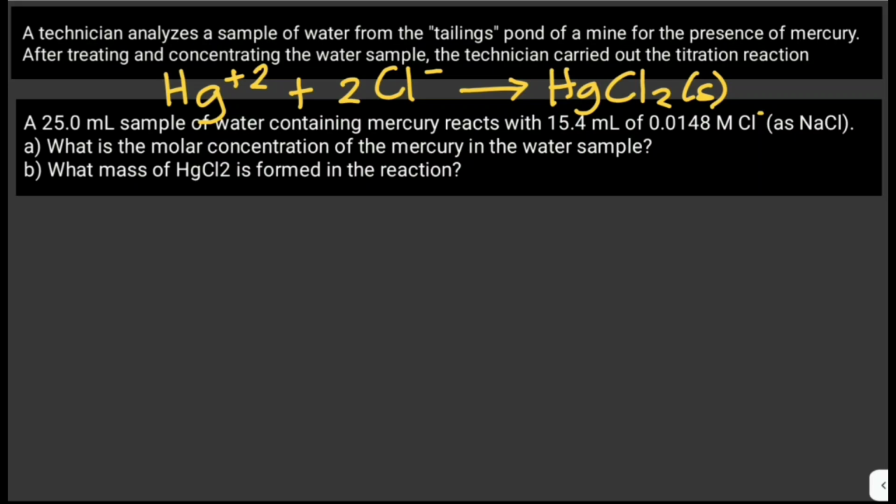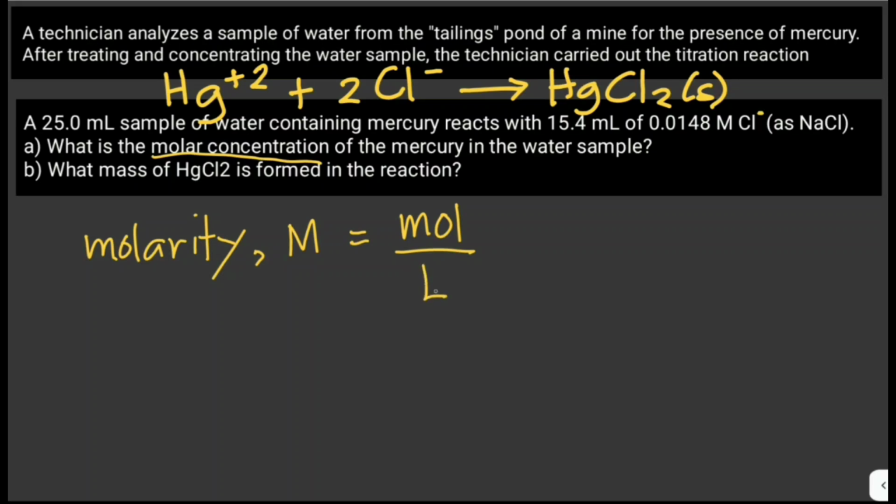Now, to answer the first question asking for the molar concentration, or the molarity, of mercury, which has a unit that is equivalent to moles per liter. So we notice here that the given volumes of water and sodium chloride, or chloride in sodium chloride, are in milliliters, so we need to convert this to liters.